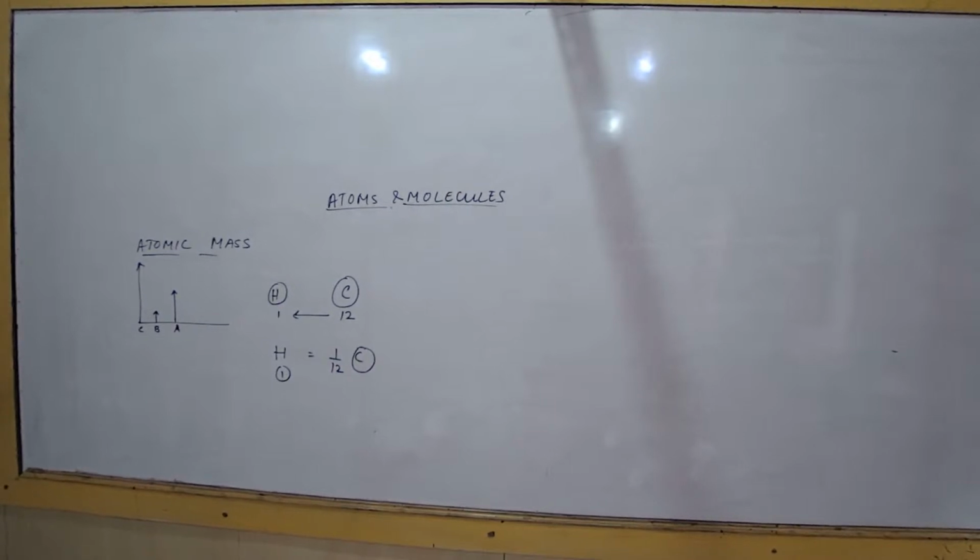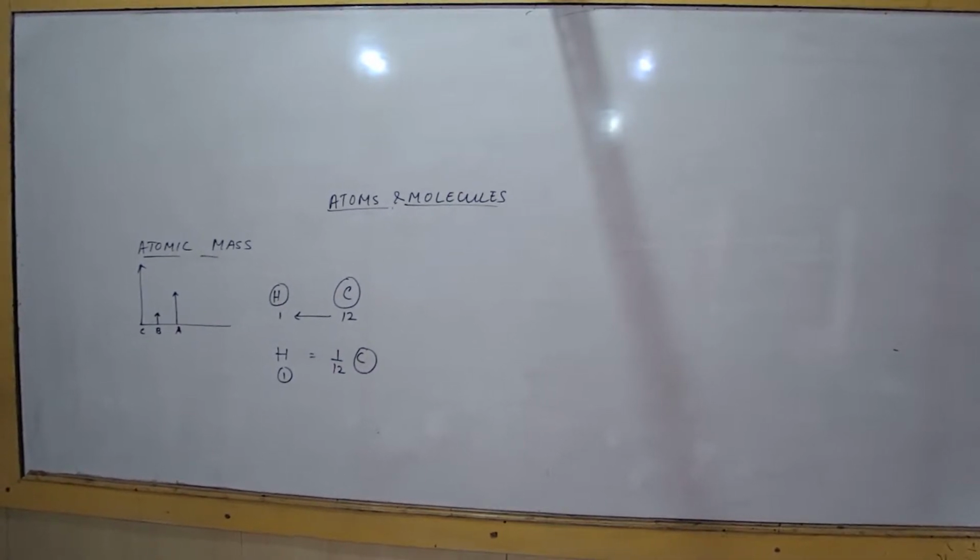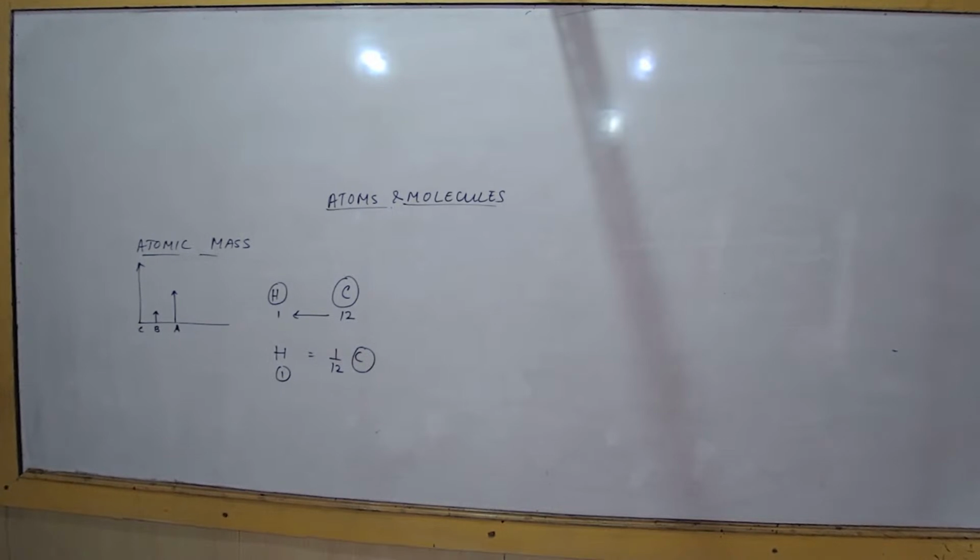Did you understand? Yes. How much is the hydrogen atom taken as? 1. If you are having 12 such hydrogen atoms, it is equal to carbon. If you are taking 16 such hydrogen atoms, it is equal to oxygen. Did you see that? Now there is a table there. Table 3.2, did you see?